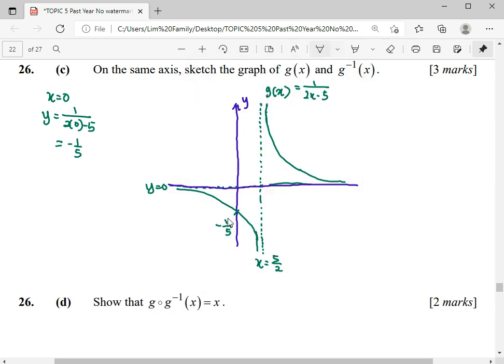Then we're going to do our inverse. So we will draw a line, y equals to x. So you're going to flip your graph, and then you draw out that inverse function. Okay, so you try. Okay, so when you reflect your graph, you will notice that your vertical asymptote will get a horizontal asymptote at this point.